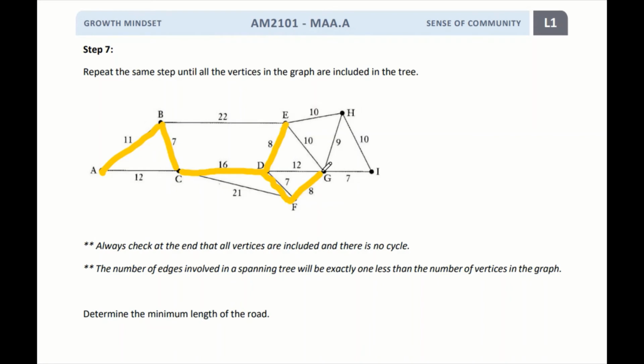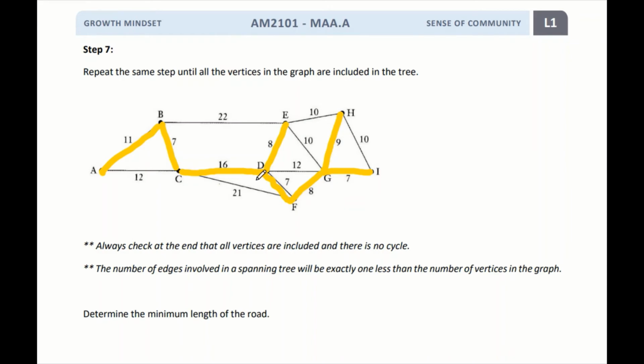So EH, GE no more, GH or GI. The shortest one is GI. Then moving forward, the same thing, which one gives you the shortest? Of course, GH. Alright, so this will be our answer here, and this is going to be our minimum spanning tree. So always check at the end that all vertices are included.